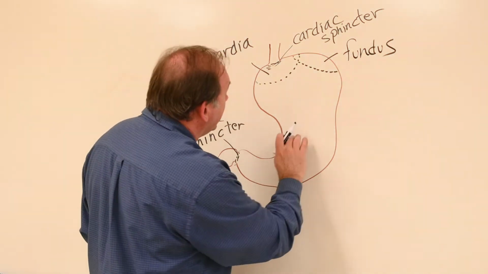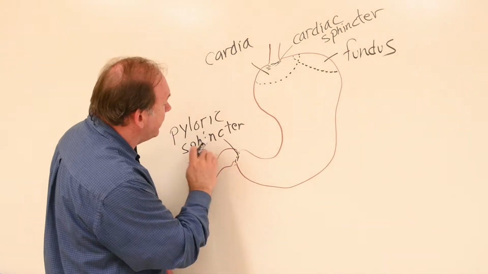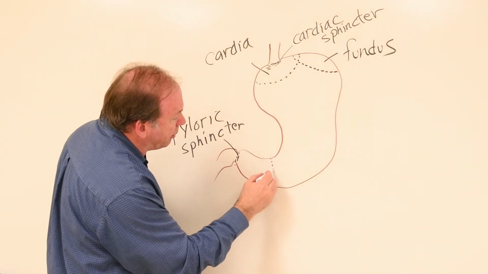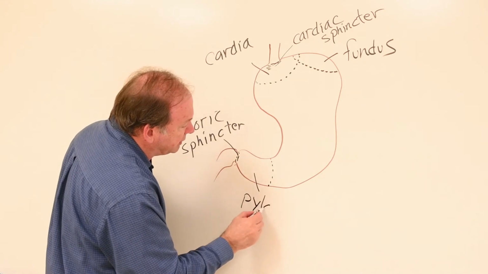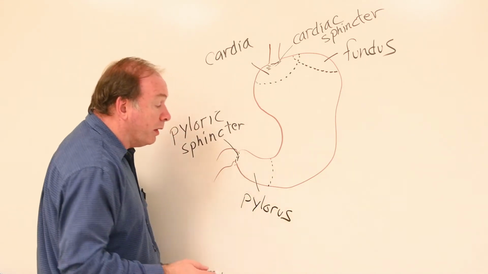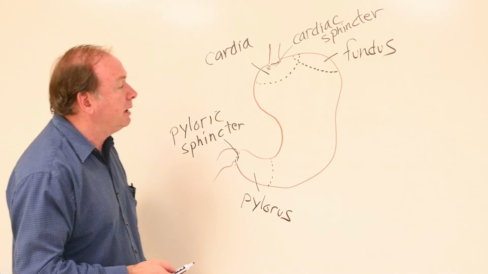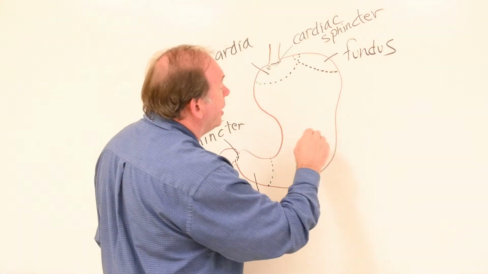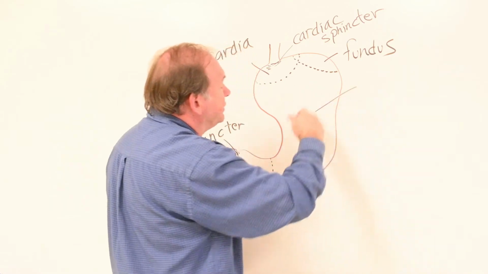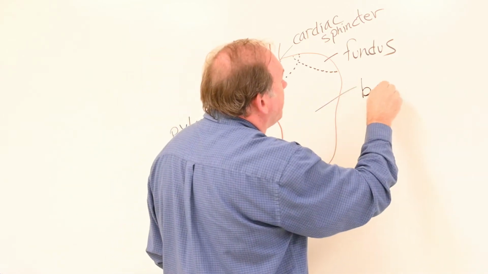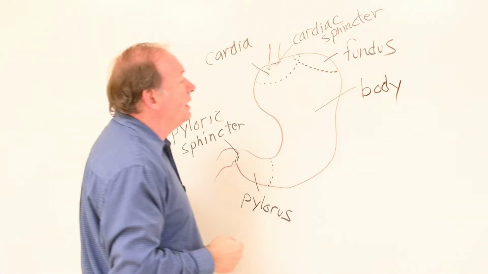Fundus. Down here at the lower end, near the pyloric sphincter, this narrowed portion through here is often referred to as the pylorus or the pyloric region of the stomach. The remainder through the middle of the stomach here is simply referred to as the body of the stomach.